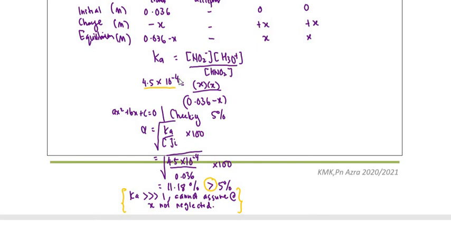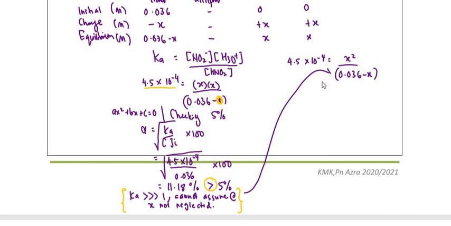Bila tak boleh assume bermaksud nilai X ini, nilai bahagian bawah denominator ini, kita tak boleh assume terlalu kecil. So kita akan proceed macam biasa, iaitu 4.5 exponent negative 4 equals X squared over 0.036 minus X. You masih kekalkan tolak X. Ini yang mau maksud cannot assume tu. Nampak dikekalkan, cannot assume. So you kena expand macam kuadratik tersebut. You kena dapat X squared plus 4.5 exponent negative 4 X minus 1.62 exponent negative 5 goes to 0.